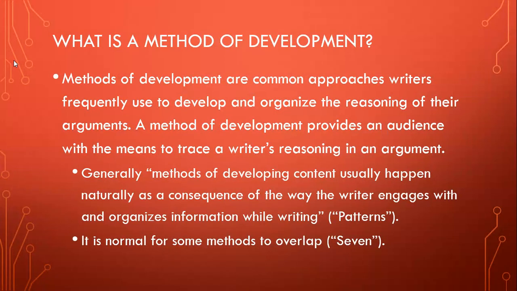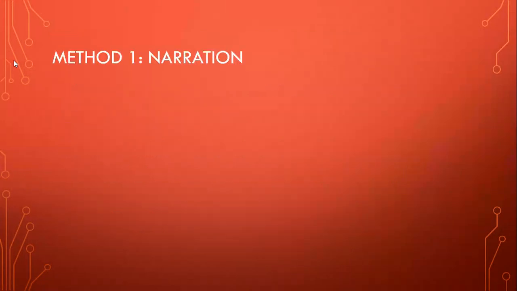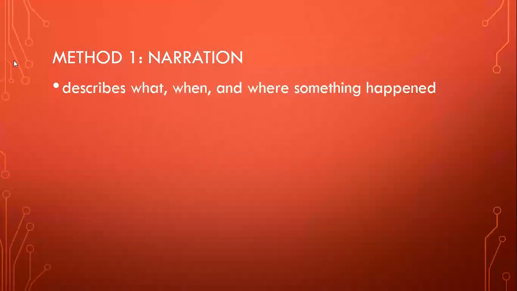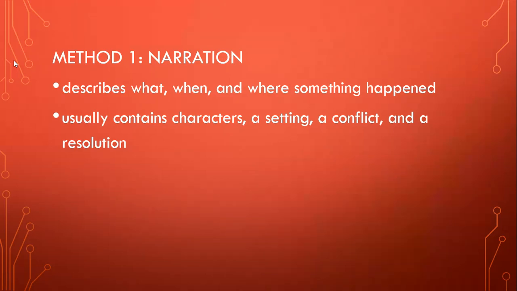So, what are the methods? Method 1, narration. You know what narration is. It describes what, when, and where something happened. Usually it contains characters, a setting, a conflict, and a resolution. And usually it's told chronologically. In other words, narration is telling a story. You guys have been telling stories your entire life. It is a way you can organize information.